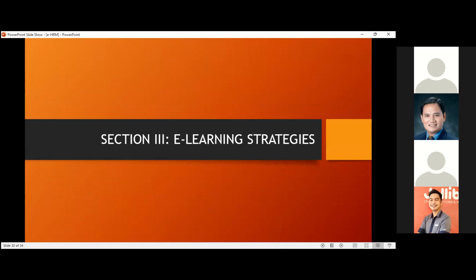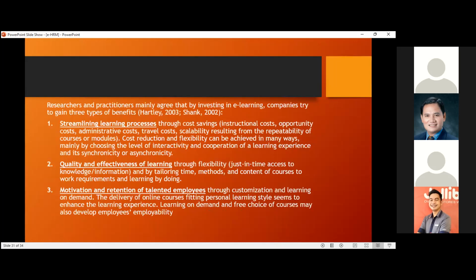Section 3 is e-learning strategies. So researchers and practitioners mainly agree that by investing in e-learning, companies try to gain 3 types of benefits, according to Hartley 2003 and Shank 2002. So first, streamlining the learning process through cost savings: instructional costs, opportunity costs, administrative costs, travel costs, scalability resulting from the repeatability of courses or modules.